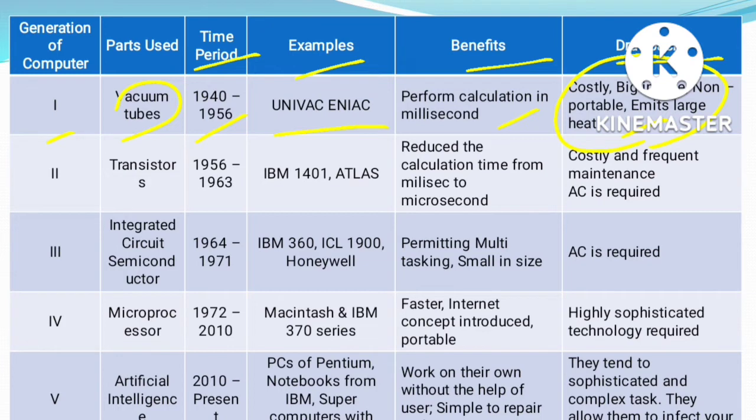So what are the drawbacks? It is costly, big in size, non-portable, and emits large heat. So these are the drawbacks of the first generation computers. Let us discuss the second generation computer.